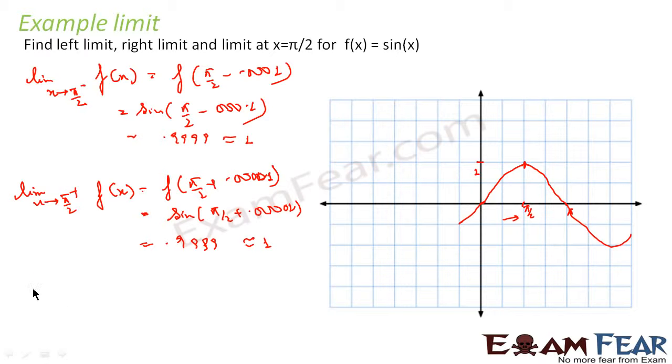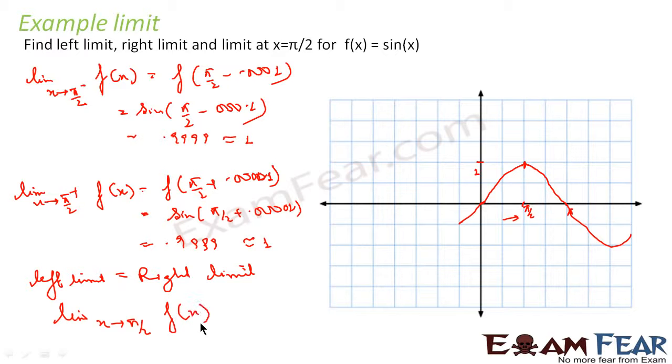So here also you see that the left limit is equal to the right limit. Since the left limit is equal to the right limit, we can say that the limit of f(x) as x tends to pi by 2 exists. And since this limit exists, its value is nothing but 1. We can take any of these values. What we have done is found the left limit and the right limit, and both are almost equal to 1. Since the left limit is equal to the right limit, the limit exists and the value is 1.